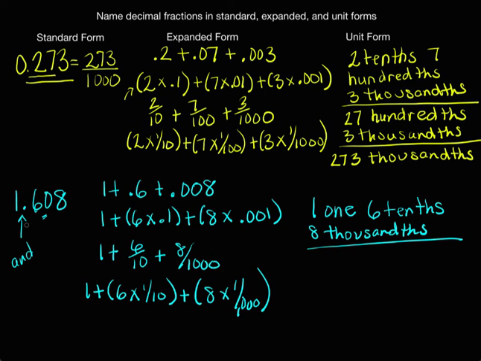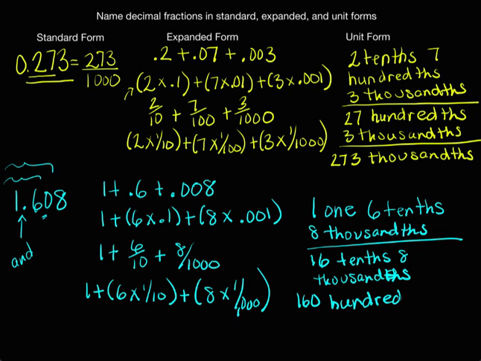Another way to look at it is I could look at these 2 digits together. That's 16, and that last place value there is tenths, so I have 16 tenths, 8 thousandths. And I could look at all three of these together. 160. Now this is in the hundredths place. Hundredths. 8 thousandths.